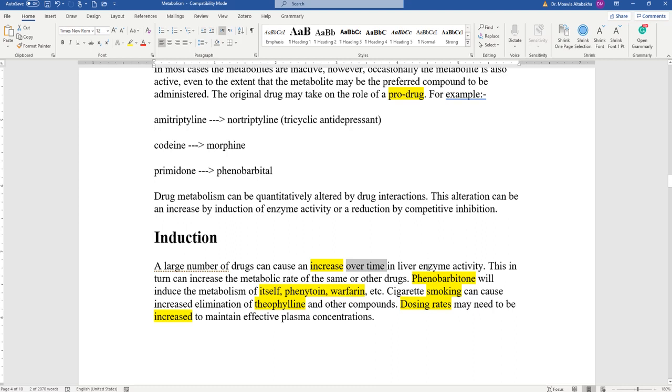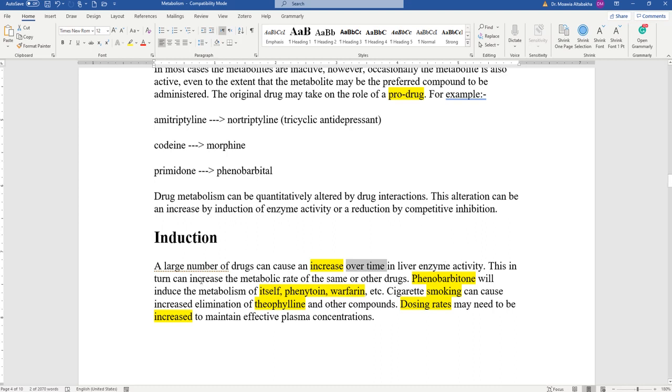طيب, why this can happen? This can happen because of two things. Either you are using a drug that can cause induction, okay, يعني this drug enhances and increases the production of more enzyme, or maybe because of your habit. For example, you are smoking cigarettes or drinking alcohol, and this can cause induction, يعني increasing the enzymatic activity.